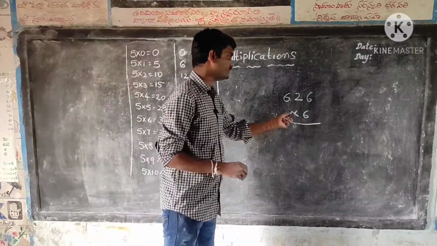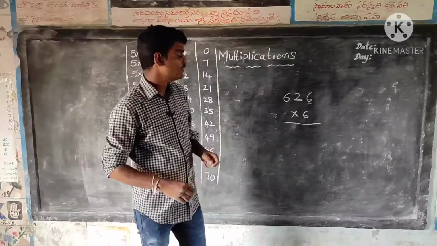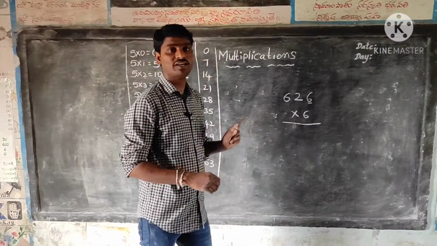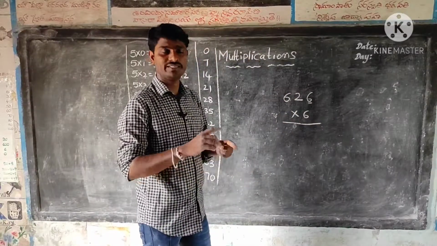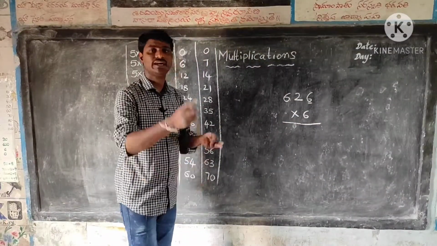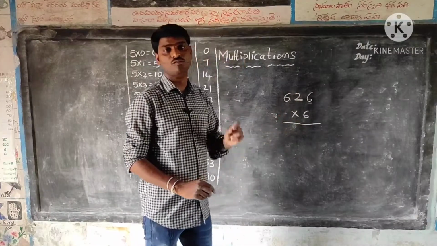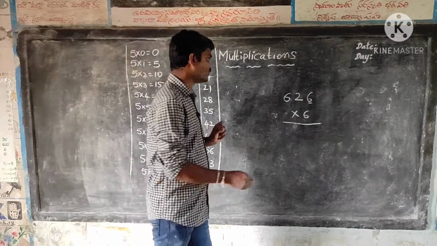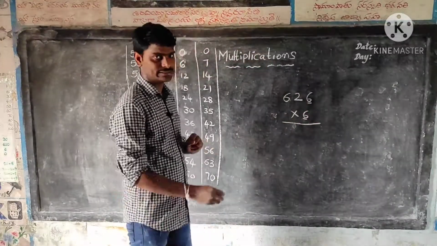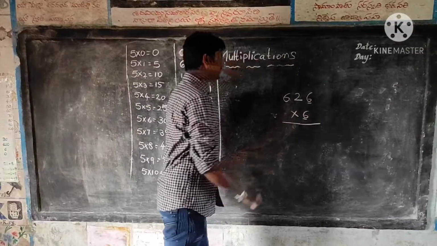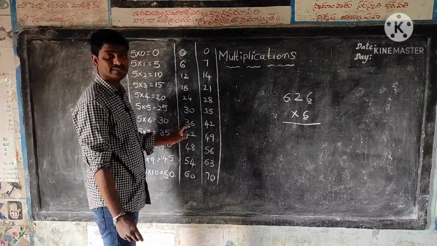626 into 6. First of all, you have to start the multiplication from the ones place only. In additions, subtractions and multiplications, we have to start the problem with the ones place only. Okay? So, first you multiply 6 and 6. What is 6 sixes here? 5 sixes are 30, so 6 sixes are 36.